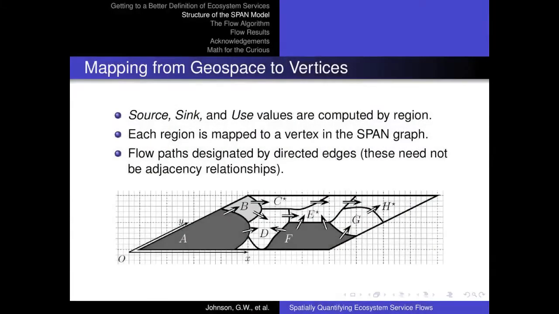Source, sink, and use values are computed by region or pixel. So in these in situ calculations, these are invariant functions for the input values required for those functions, and we're compressing them into a specific value. It's a categorization algorithm. Then each region or pixel is mapped to a vertex in a graph. Okay, a graph means bubbles and arrows. Everybody, the words are technically vertices and edges, but bubbles and arrows. Each region or each pixel will be a bubble, and then the arrows represent a potential flow path between those regions.